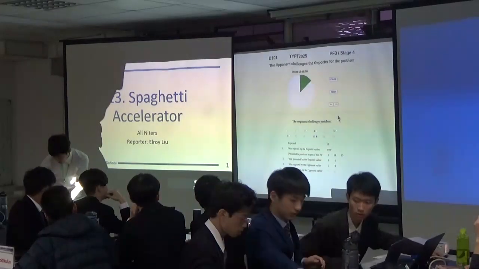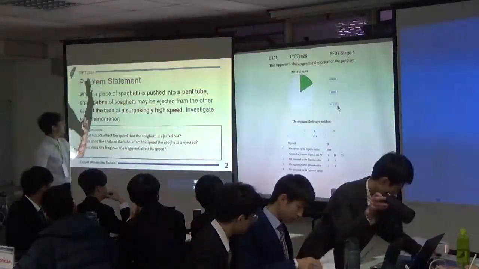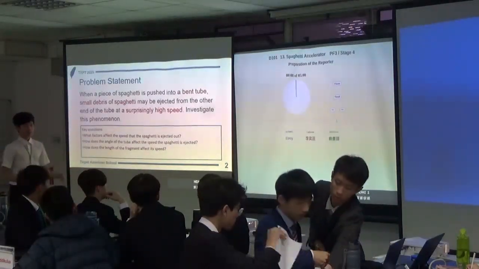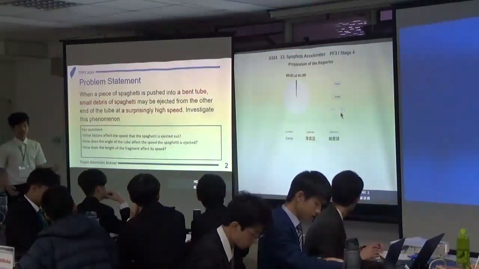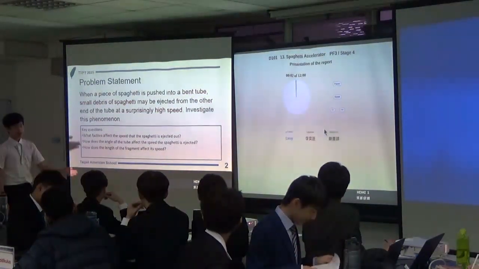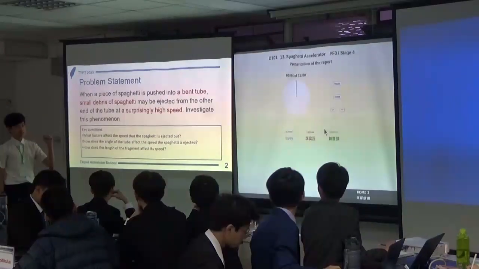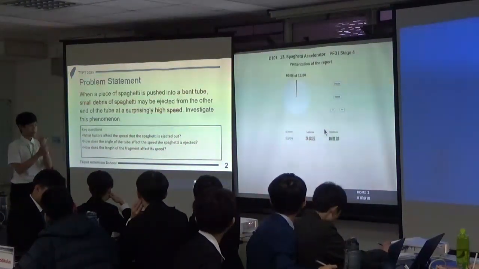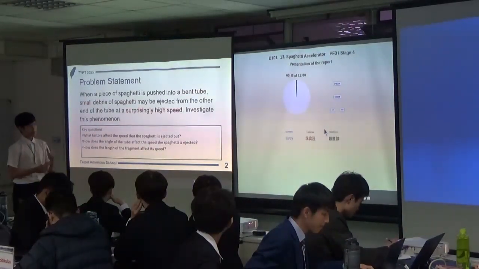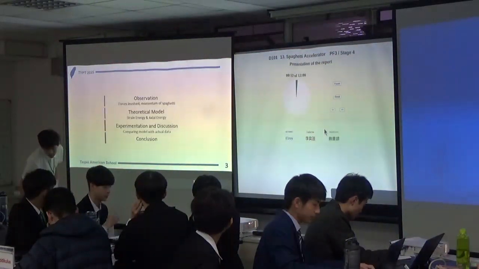On the spaghetti accelerator. So the problem statement is that when a piece of spaghetti is pushed into a vent tube, small debris is going to be ejected from the other side at a surprisingly high speed, and you want to investigate this phenomenon. A couple of factors we're going to talk about is about the angle of the tube as well as the length of each spaghetti fragment that is ejected.